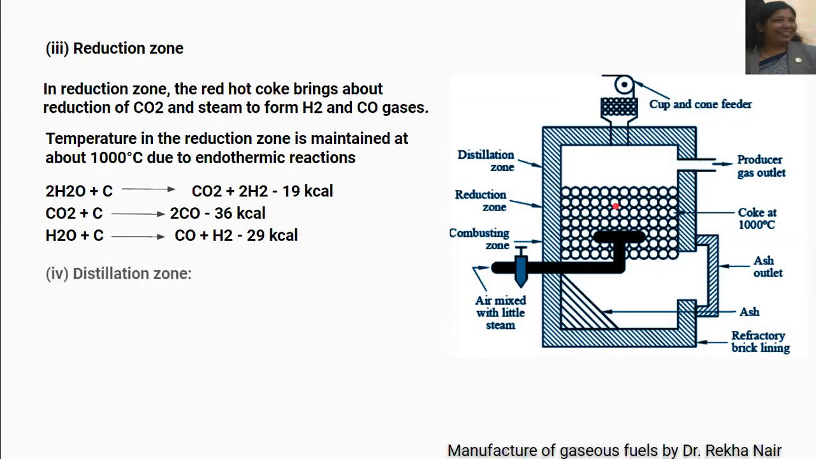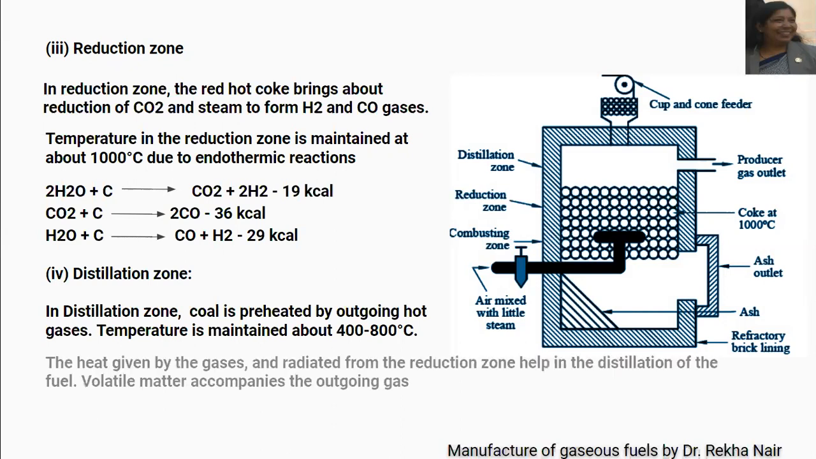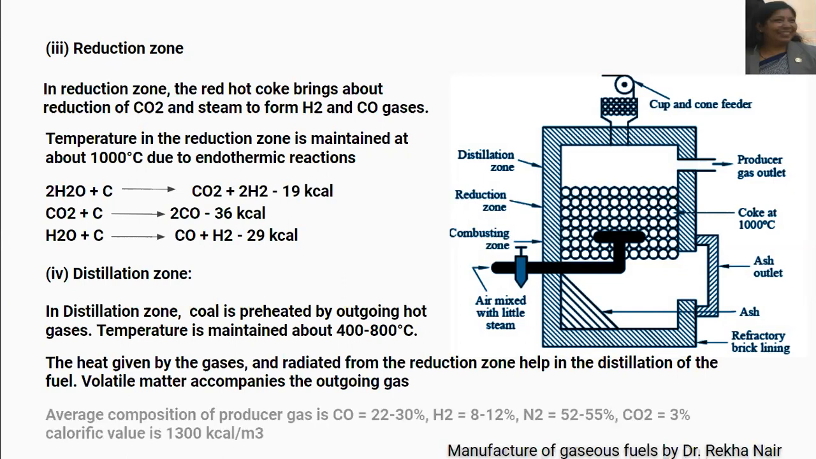The fourth zone is the distillation zone. In the distillation zone, the coal is preheated by outgoing hot gases. Temperature is maintained at around 400 to 800 degrees centigrade, lower than that of the reduction zone. The heat given by the gases and radiated from the reduction zone helps in the distillation of the fuel. The volatile matter also accompanies the outgoing gases.